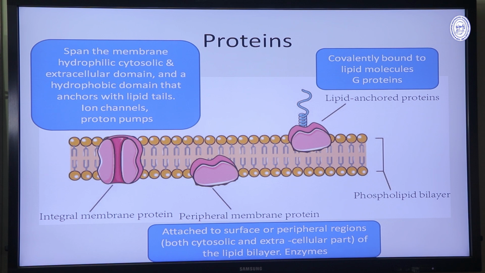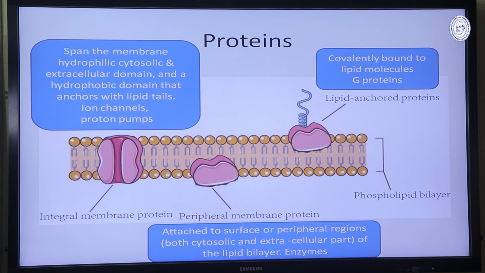Now, another important component of the Fluid-Mosaic model is the proteins. So, proteins in the membrane are of three kinds. One is called integral membrane protein. It is also called transmembrane protein because this kind of protein spans the whole membrane from outside to inside. So, they have two different domains. One is a hydrophilic domain that faces the cytosolic part or the extracellular watery part, and a hydrophobic domain that gets bonded with the lipid bilayer or the lipid tails.